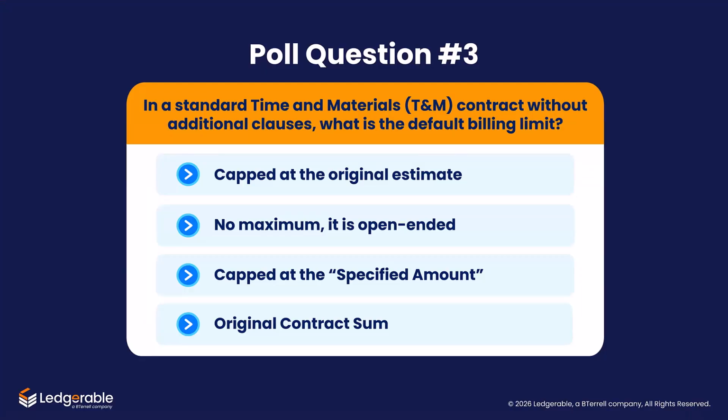So now let's take another quick timeout for a poll question. In a standard time and materials contract without a GMP clause, what's the default billing limit? Please review the options, make a selection. Remember, you don't have to get the correct response for CPE credit. I'll give you another 10 seconds or so. And of course, the correct response is no maximum because a T&M contract without GMP is open-ended.